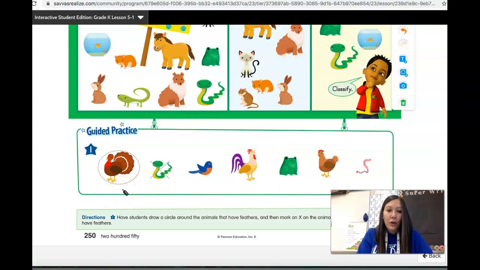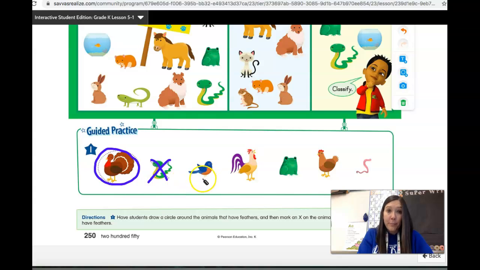Let's draw a circle around the animals that have feathers. And then let's put an X on the animals that do not have feathers. Looks like this one's done for us. This is a turkey. Do turkeys have feathers? Yes, let's circle it. Remember, we're putting a circle around the animals that have feathers and an X on the ones that do not. Snake. Does a snake have feathers? No, snakes do not have feathers.